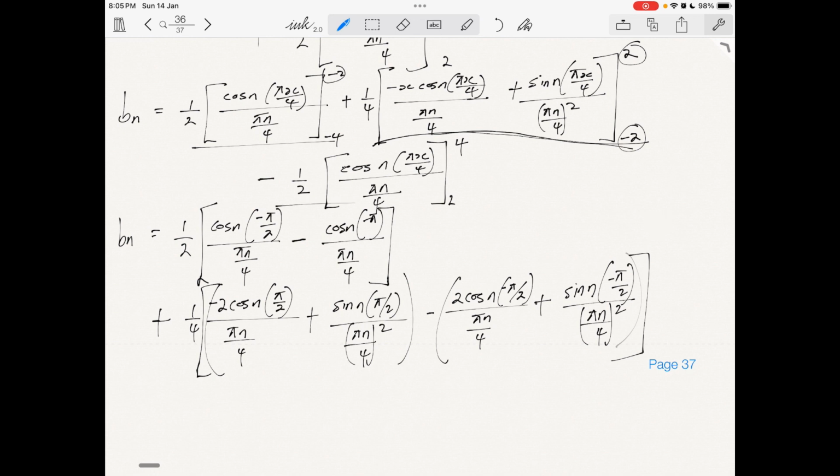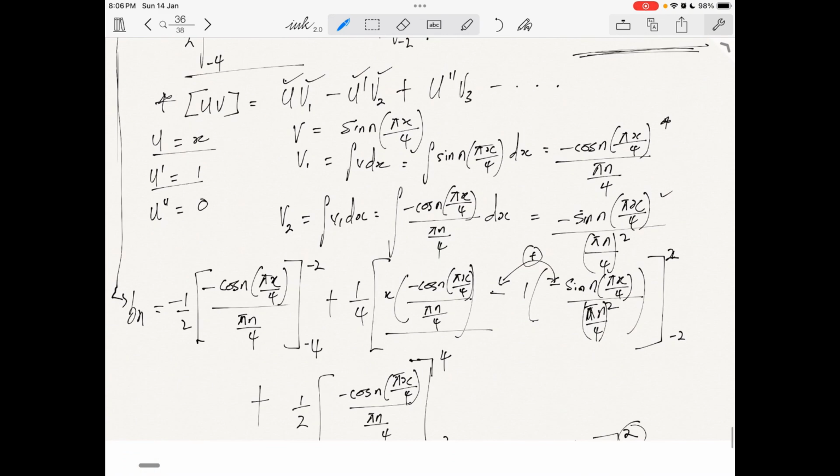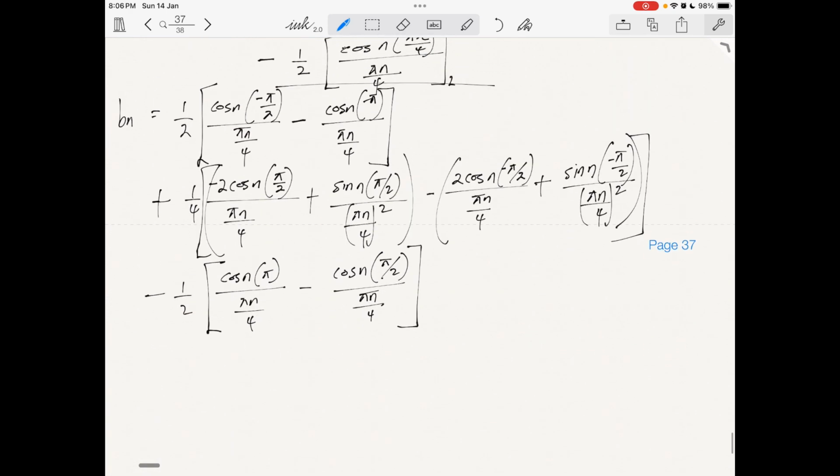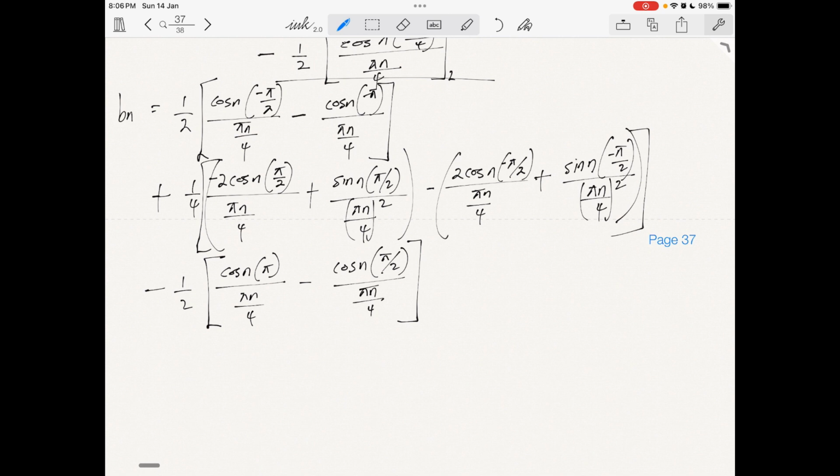Now, finally on the last term, we have 1 over 2, and let's put our upper limit of 4 cos n pi divided by pi n over 4, minus the lower limit of 2, that's cos n pi over 2 divided by pi n over 4. So with this done, we can now also reduce the terms bit by bit.